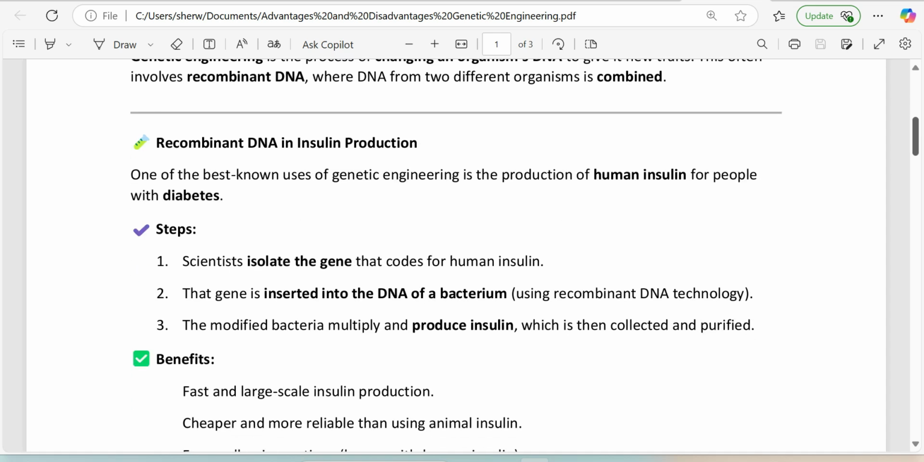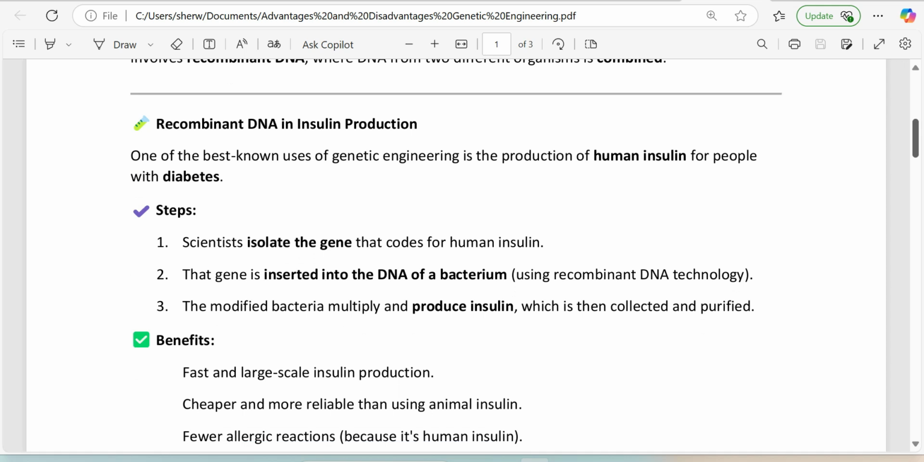Recombinant DNA in insulin production. One of the best-known uses of genetic engineering is the production of human insulin for people with diabetes. Steps: 1. Scientists isolate the gene that codes for human insulin. 2. That gene is inserted into the DNA of a bacterium using recombinant DNA technology. 3. The modified bacteria multiply and produce insulin, which is then collected and purified.